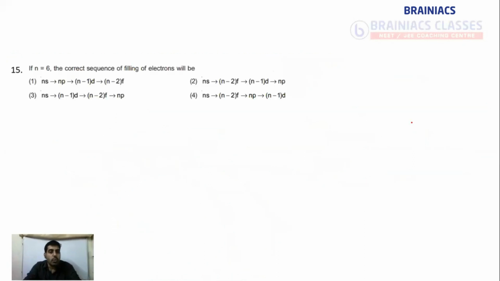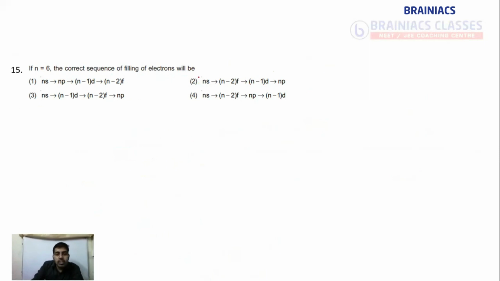Moving on to the next question, question number 50. Here, if n is equal to 6, the correct sequence of filling of electrons will be: ns, np, (n minus 1)d, (n minus 2)f; or ns, (n minus 2)f, (n minus 1)d, np; or ns, (n minus 1)d, (n minus 2)f, np; or ns, (n minus 2)f, np, (n minus 1)d.